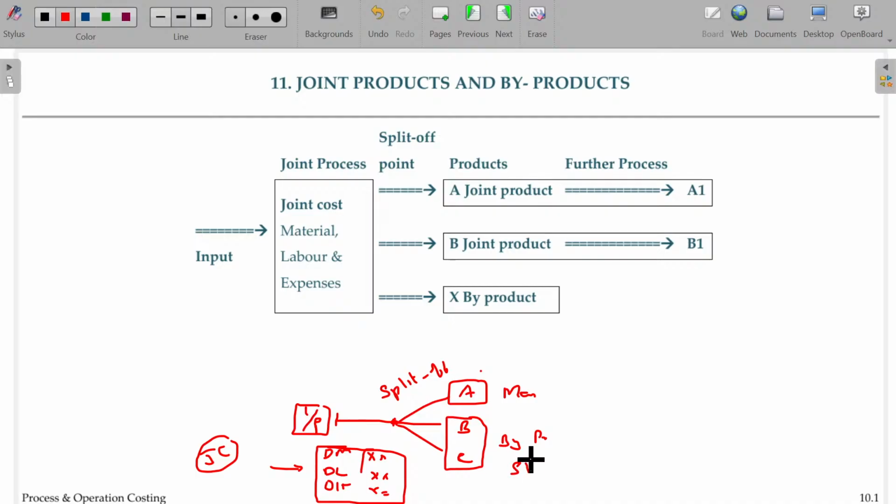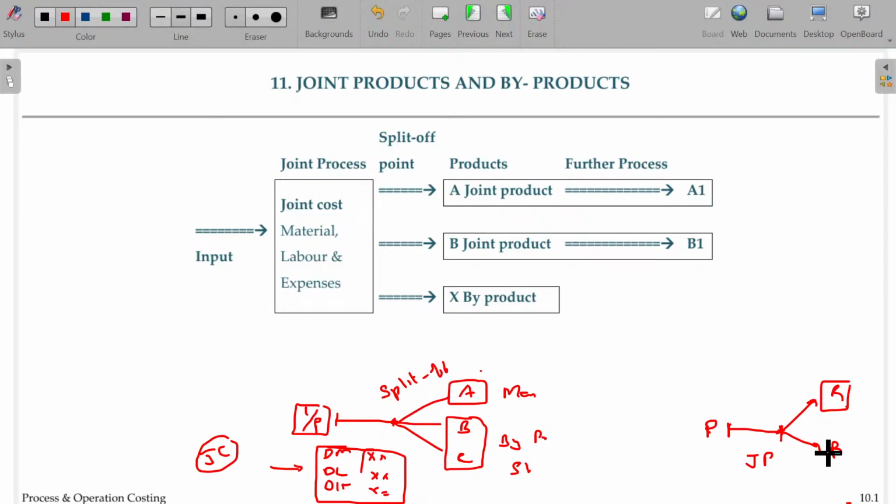Some product will have very little value and is called a scrap item, or sometimes it may even have negative value for disposing. For example, if you take rice from the paddy, you are converting that in a joint process into rice as well as bran. So this process of converting paddy into rice is a joint process happening up to this point, and the conversion is only for the requirement of rice, not for the bran.